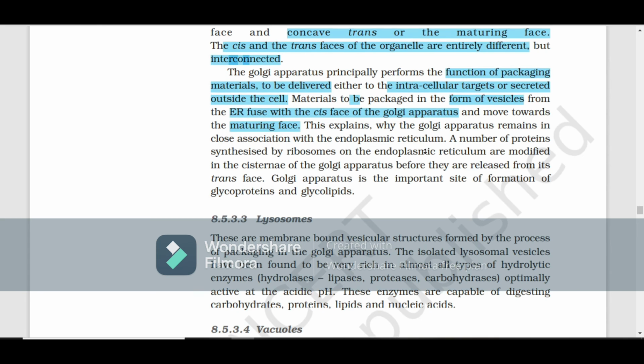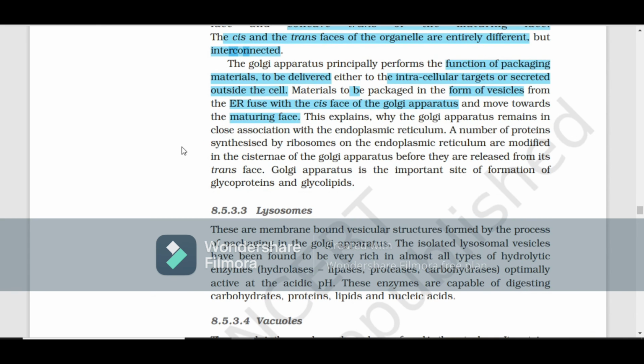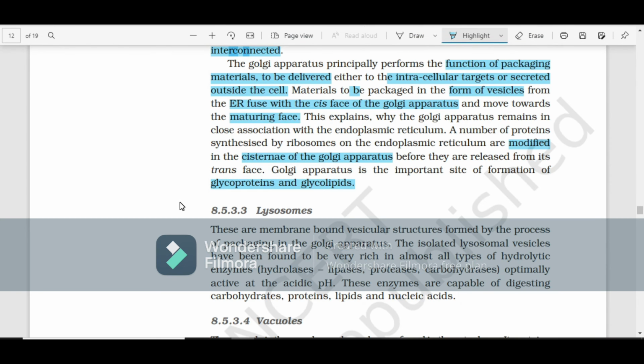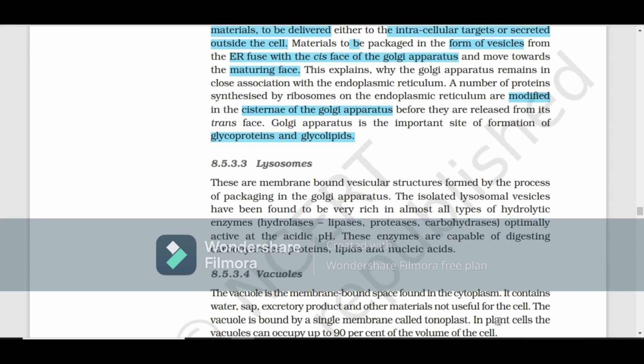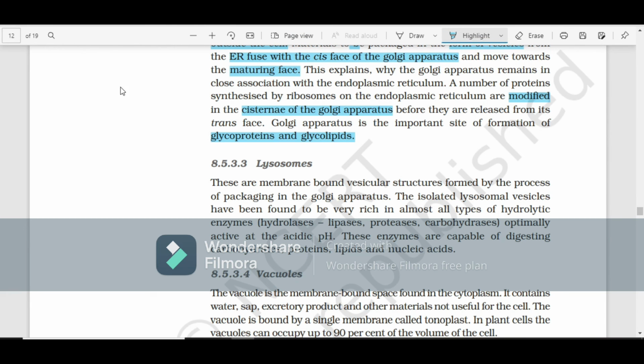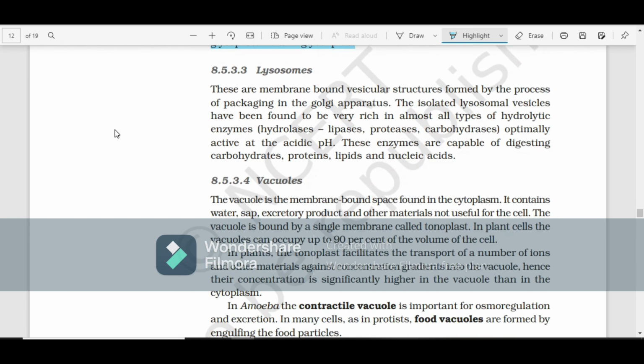A large number of proteins synthesized by ribosomes on the endoplasmic reticulum are modified in the cisternae of the Golgi before they are released from the trans phase. The Golgi apparatus is the important site for the formation of glycoproteins and glycolipids. Okay, the Golgi apparatus's role is also to synthesize glycoproteins and glycolipids. So the first role is packaging, right? Another is the synthesis of glycoproteins and glycolipids.